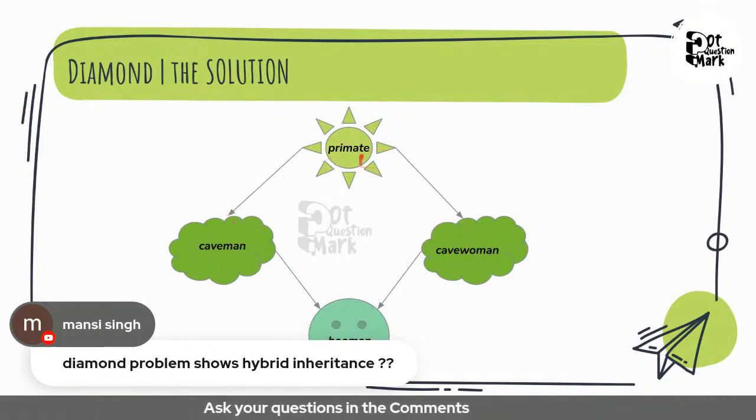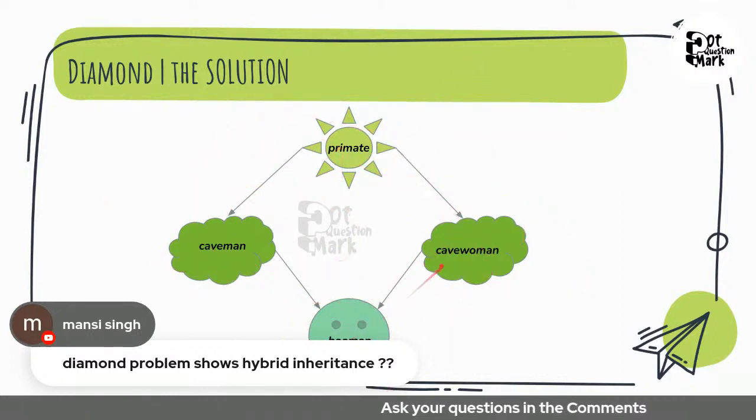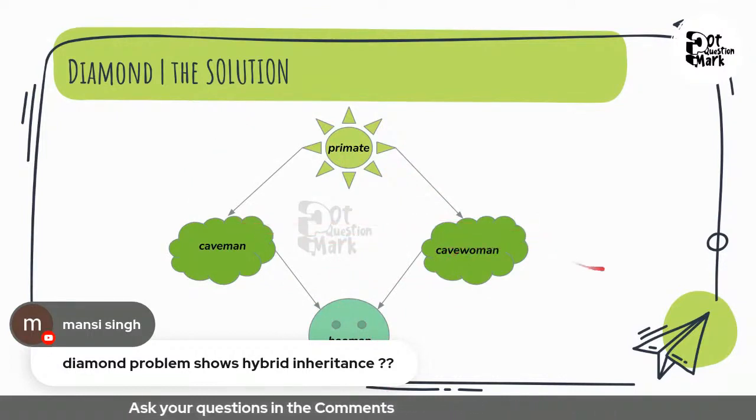You can clearly see this is multi-level here. This is level 0, level 1, and this is level 2. And you can also see that human is depending on both of them. So multi-level plus multiple is equal to hybrid. So I guess that answers your question.